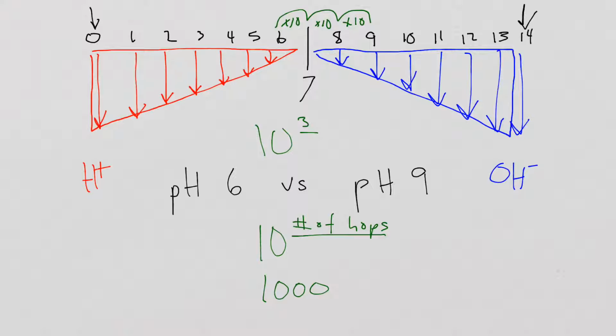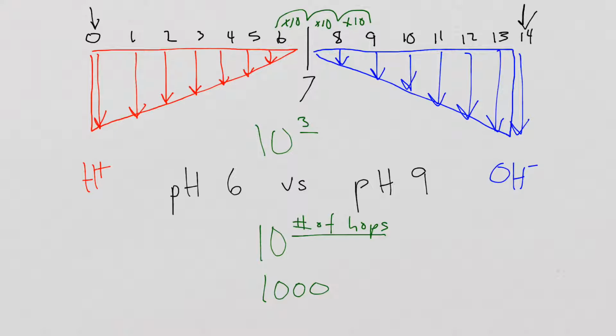Okay? And here's the deal. That means something like spring water. Spring water can often have a pH that's slightly acidic. Okay, pH of 6. Spring water is 1,000 times more acidic than something like baking soda mixed in with water. Okay? Does that make sense?